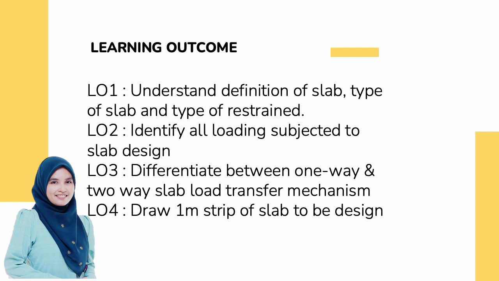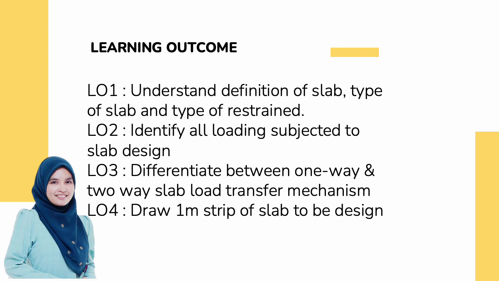So number 3, differentiate between the one-way and two-way slab load transfer mechanism. So this objective involves understanding the load distribution and transfer mechanism in one-way or two-way slab. So in one-way slab, the load is primarily transferred in one direction, perpendicular to the supporting beam and walls, while in a two-way slab, the load is distributed and transferred in two directions, both parallel and perpendicular to the supporting element. So, students should be able to distinguish how this mechanism affects the design and structural behavior.